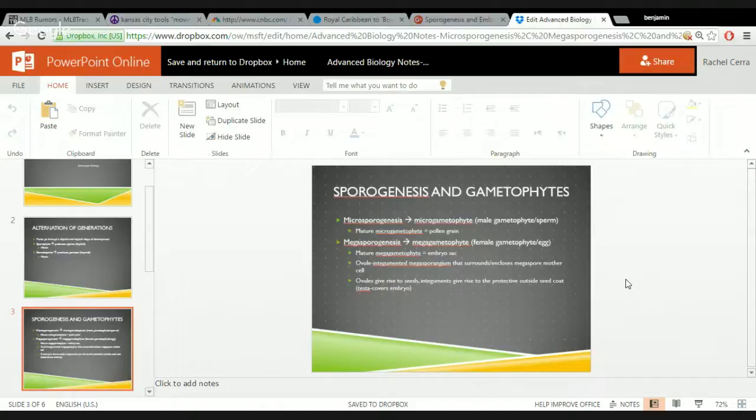And then we've got megasporogenesis, which is the process of making the megagametophyte. In this case, it's the female gamete, which is the egg. Don't confuse that with the ovule. The ovule contains the egg eventually, or will give rise to the egg. The mature megagametophyte is going to be the embryo sac.